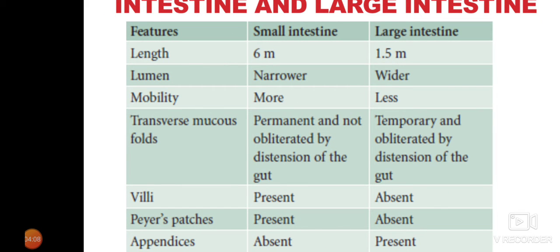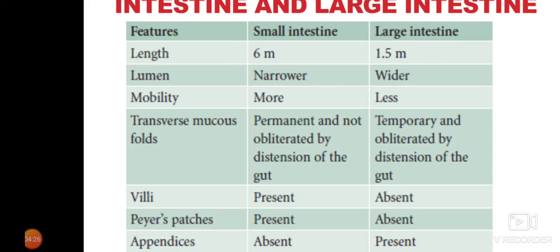Length: while considering the small intestine, the length is 6 meters, but the large intestine is 1.5 meters. Lumen: the small intestine has a narrow lumen. Lumen means the cavity. The cavity of the small intestine is small, but that of the large intestine is wider.